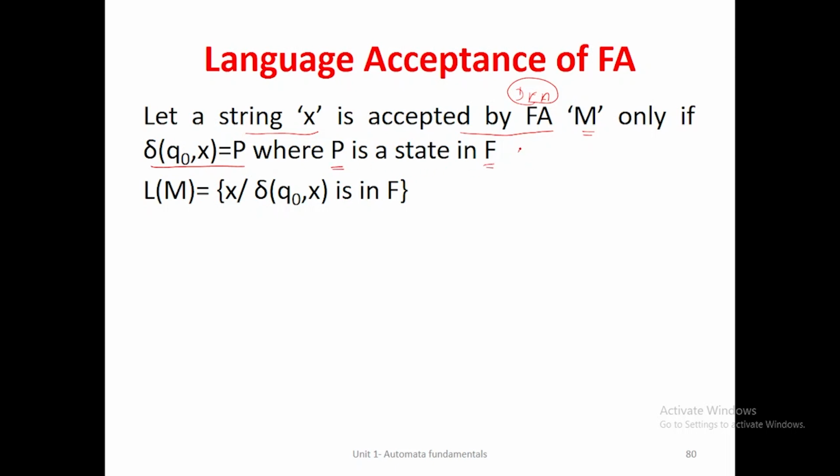So we already know the definition of finite automata. It is a quintuple representation: set of states, set of input symbols, transition function, starting state and final state. So if you give a correct input string to the finite automata, then the transition function goes through several states of Q, and if the last state reached after the input string X is an accepting state, then the string is accepted. That is the definition of language acceptance.